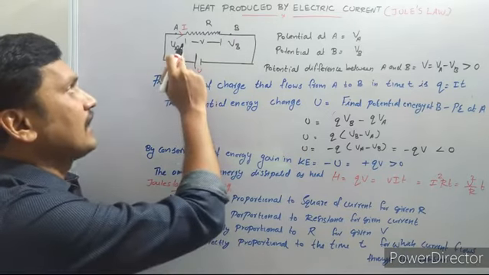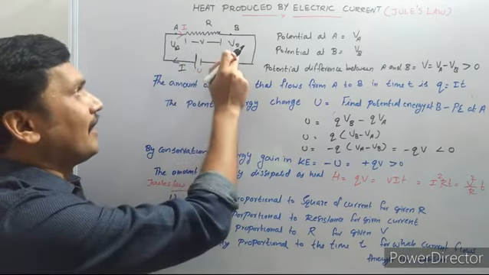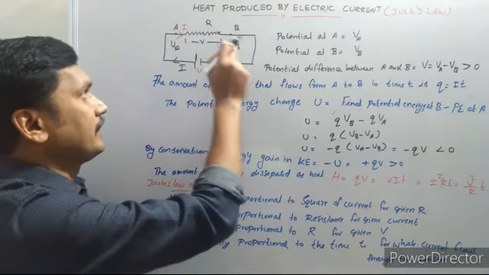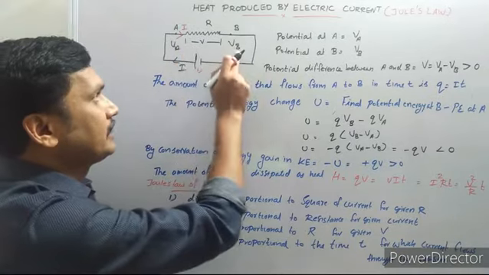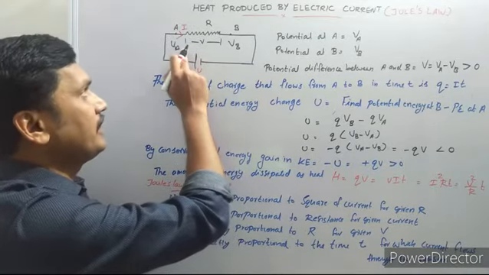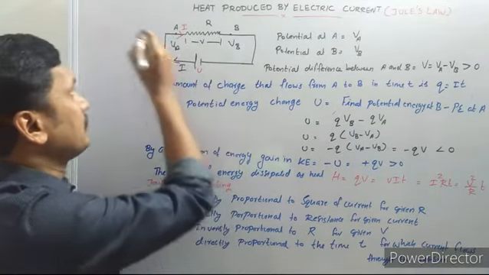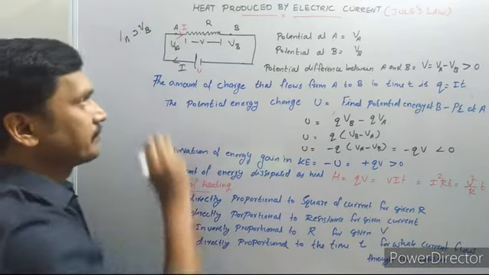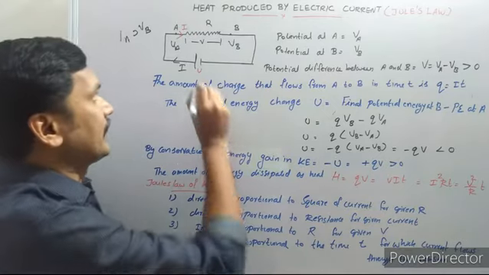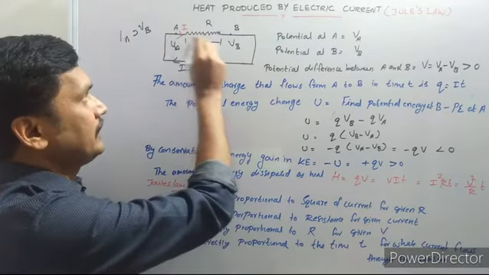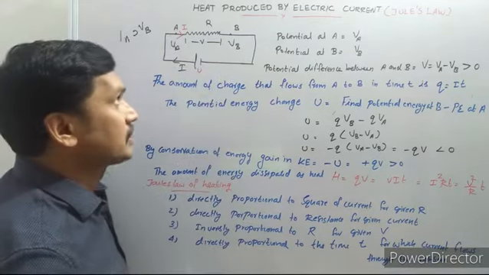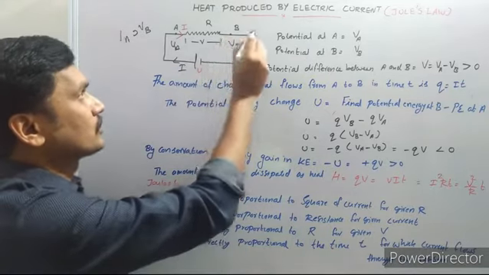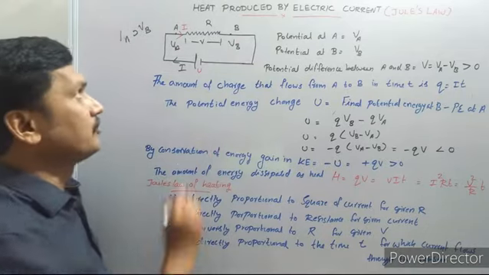Say the potential at A and B are VA and VB. Say VA is greater than VB. The potential at A is greater than the potential at B. So a current I flows from A to B. Since there is a potential difference between A and B, the current I flows through the conductor AB from A to B.